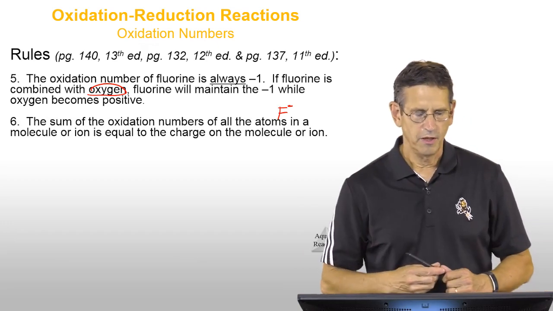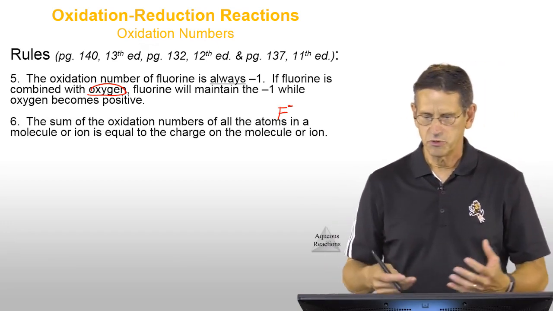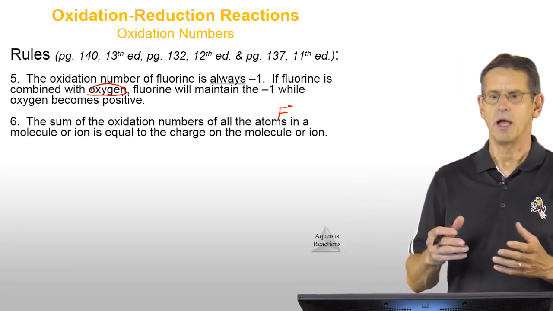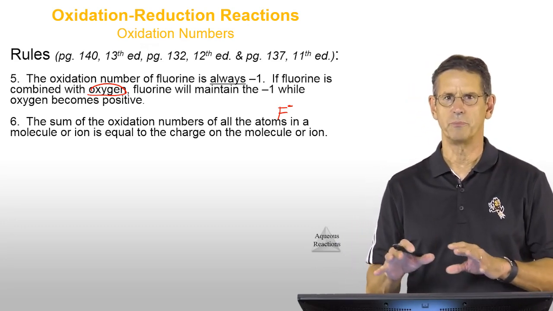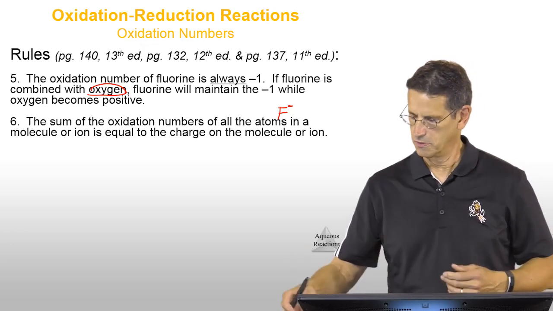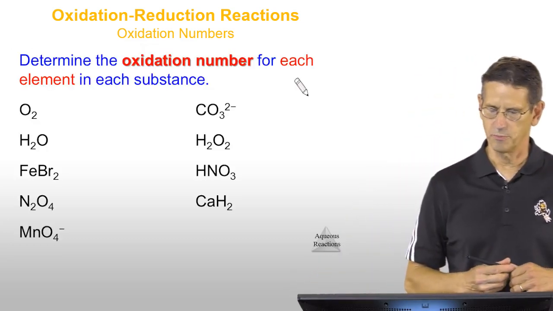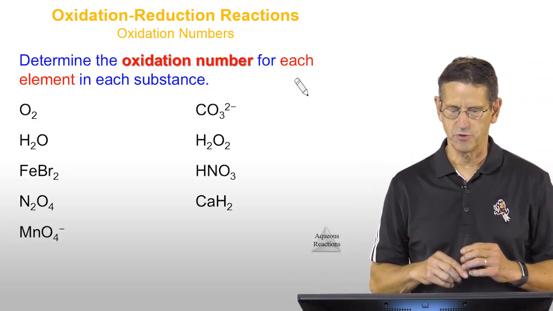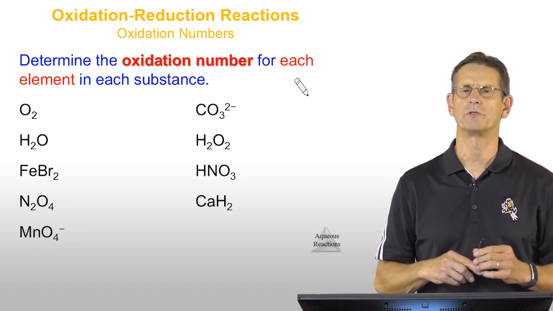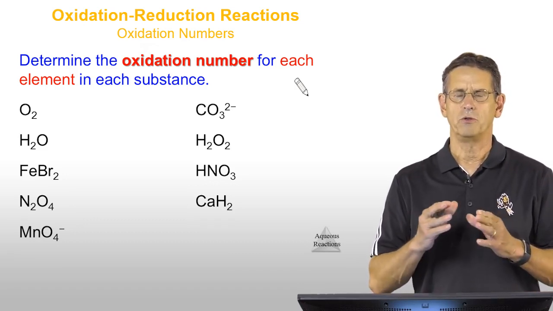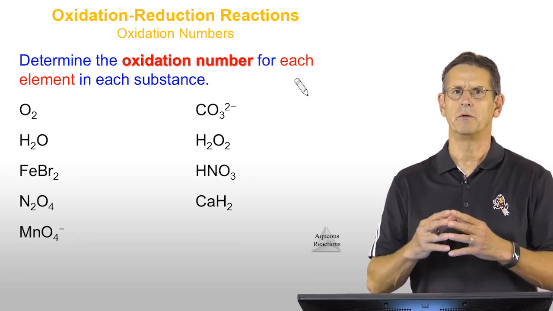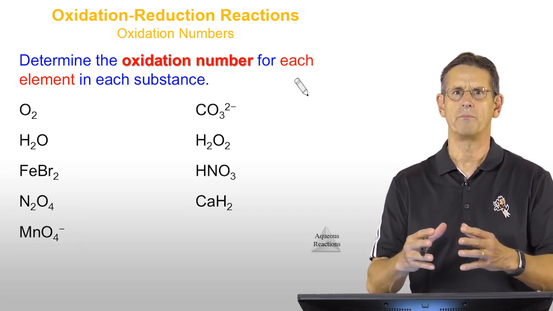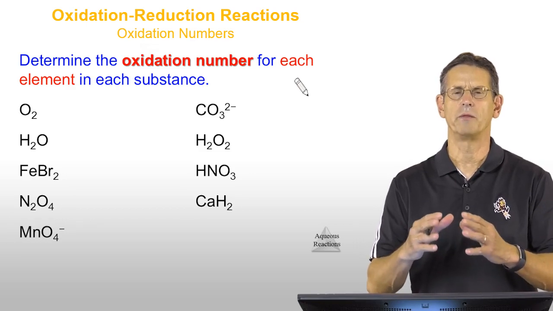Then finally, the sum of the oxidation numbers of all the atoms in a molecule or ion equals the charge on the molecule or ion. Don't worry, I'm going to go through some examples, but of course practice this. All right. So here are some examples. Determine the oxidation number for each element in each of these substances. Now, I need to clarify the distinction between the oxidation number and the per atom, or the atom element contribution.